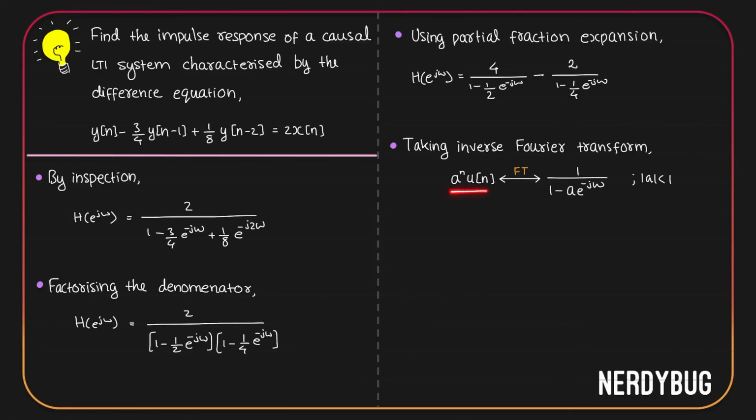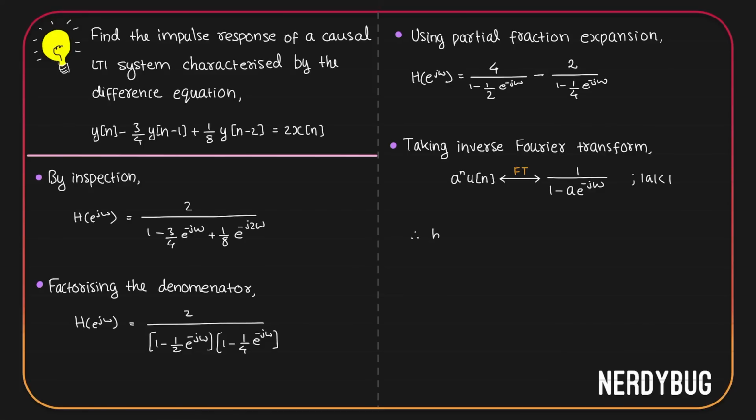Fourier transform of a raised to n u of n, if magnitude of a is less than 1, is 1 by 1 minus a e raised to minus j omega. In the first case, a is 1 by 2, it is less than 1. In the second case, a is 1 by 4, it is also less than 1. So we can use this result.